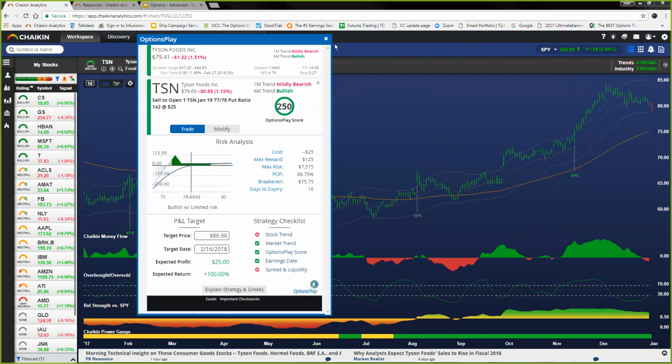All right. So that is a front ratio spread, also known as a short ratio spread. Let's take a look at what are known as back ratio spreads, also known as debit or long ratio spreads.